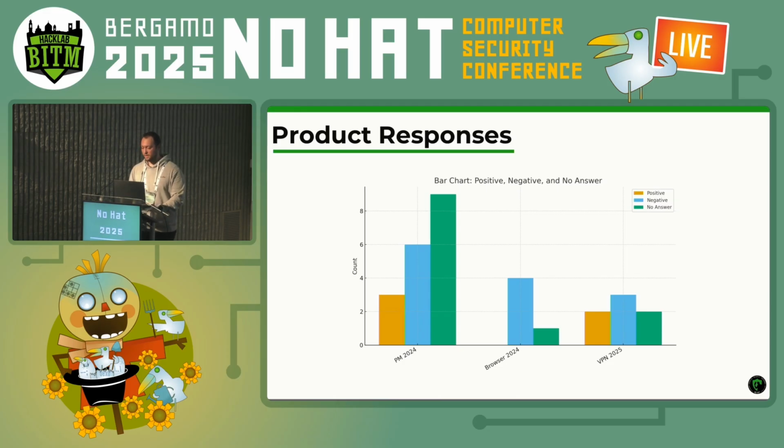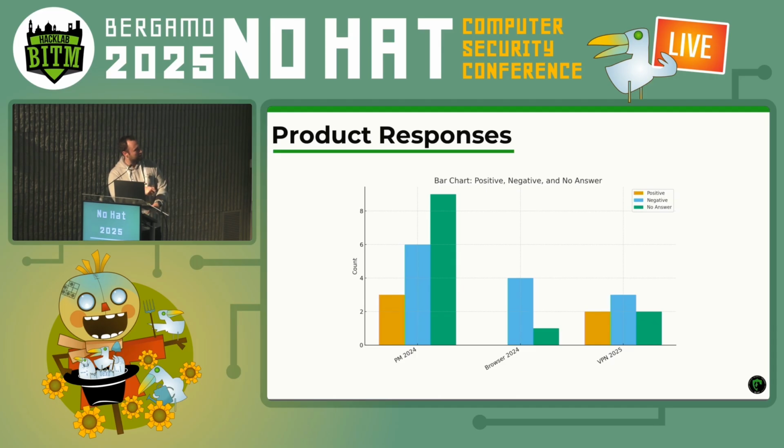And here is another bar chart to help you understand what is happening. This is about the responses. Of course, we do not report it in the second case, the password manager case we examined this year, because it was pointless since we had already reported these issues last year. We have here the positive feedback, the negative feedback, and the no answer.